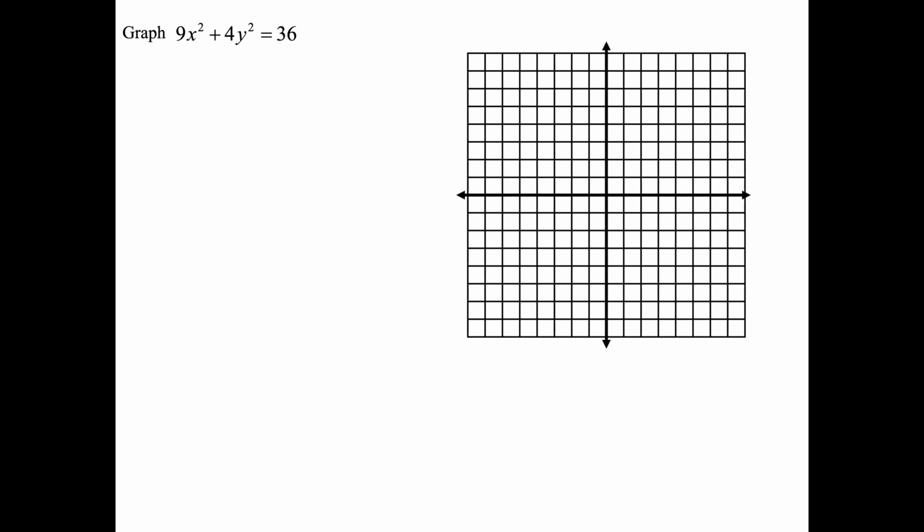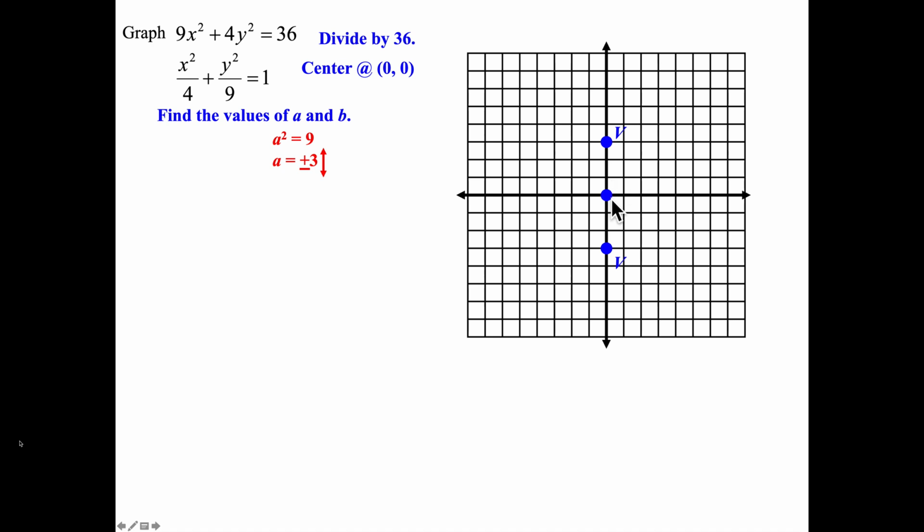Our next example, this is not in standard form, so we've got to get this set equal to 1. The quickest way to do that is just to divide everybody by 36. So 9 would go into 36 4 times, so 4 in the denominator. 4 goes into 36 9 times, and you get 1 on the right side. So here again, we'll have a vertical ellipse, the larger number underneath the y. Nothing's being added to the x or the y, so our center is at 0, 0. Again, counting up and down 3 to your vertices. Smaller number 4 underneath your x squared, counting left and right 2. There's your co-vertices, there's your ellipse.